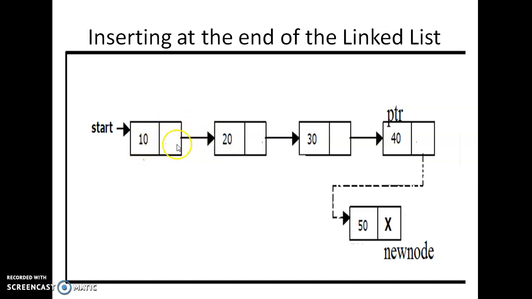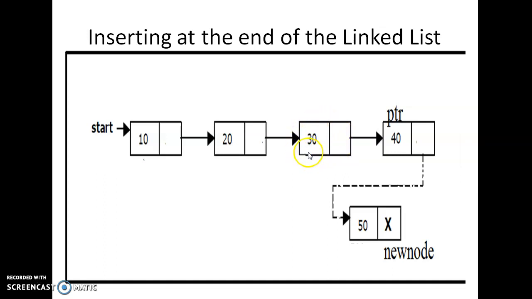But it is not equal to null, because the start of next is 20. That means another node is there. That's why this is not the last node. So I am doing PTR equal to PTR of next. If this is the PTR, this is PTR of next. Now the PTR is 20. Is PTR of next equal to null? No, it is not equal to null. So PTR is going to PTR of next. Now PTR is pointing to the node 30.